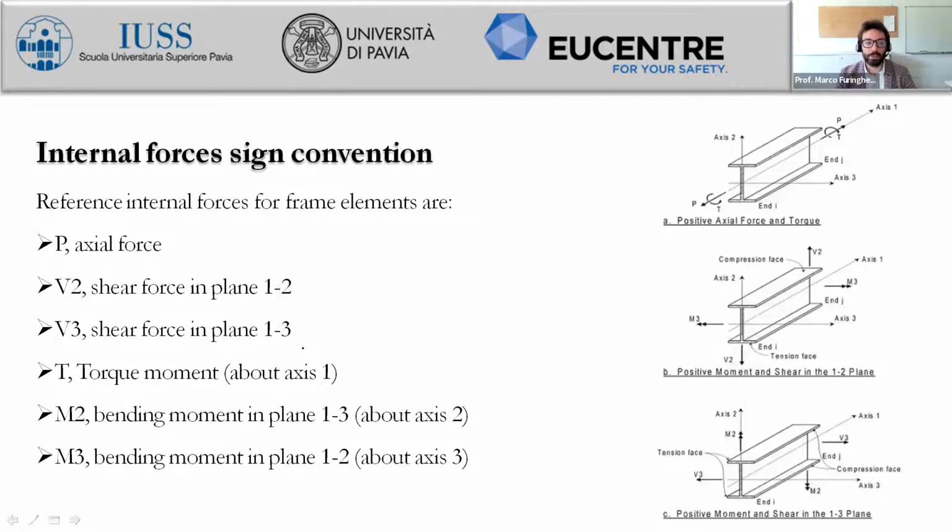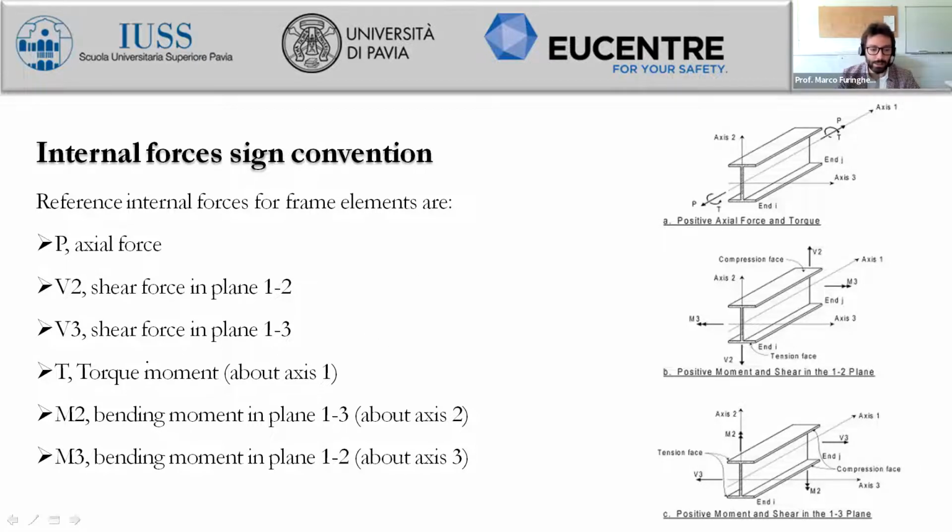Then we have, for frame structures, the internal forces side convention, and the reference internal forces are the following. You surely know the axial force, and then we have two values of shear force about the plane 1, 2 and the plane 1, 3. Then there is the torque moment about the axis 1, and bending moments M2 and M3, about axis 2 and about axis 3. And we have to keep in mind that there are also the local axes for a given frame element, and we will see later on how they are defined.